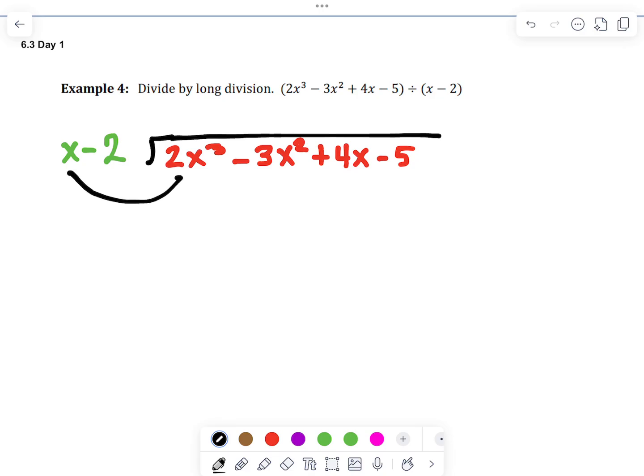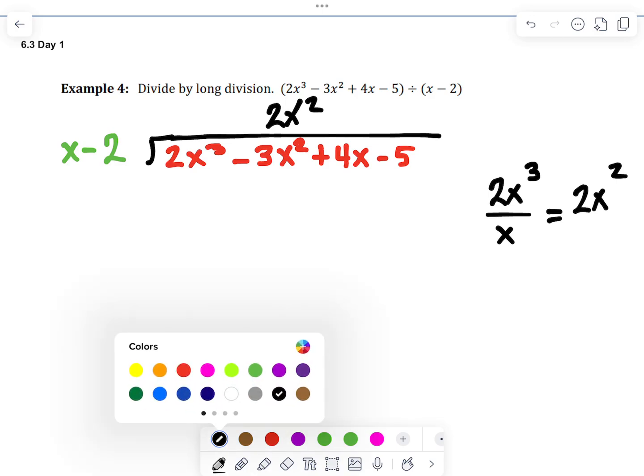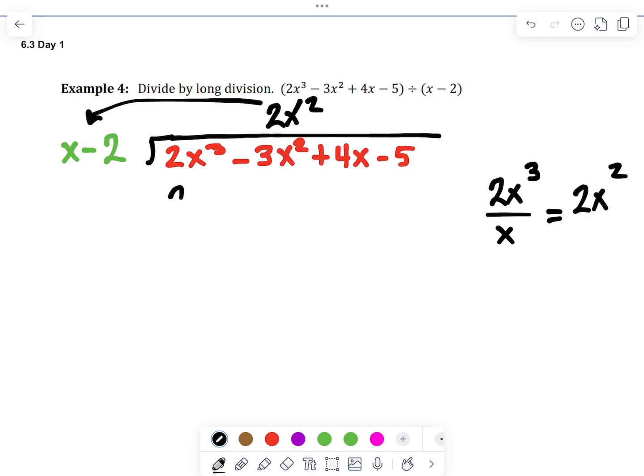We say, how many times does x divide into 2x cubed? Or what is 2x cubed divided by x? Well, that is 2x squared. So 2x squared goes up on top. Now we multiply the black 2x squared to the green terms. So we get 2x squared times x, 2x cubed. Then we take 2x squared times negative 2, negative 4x squared.